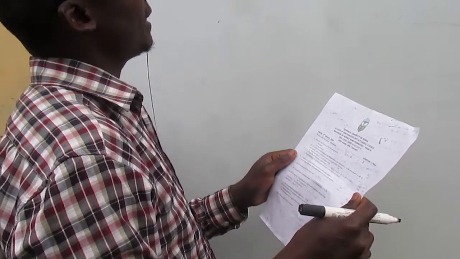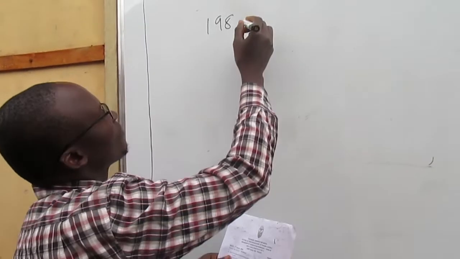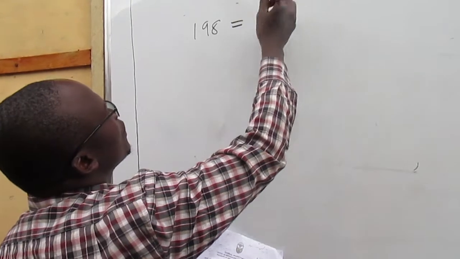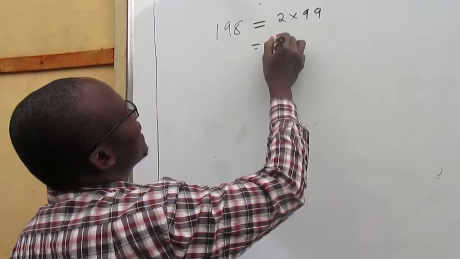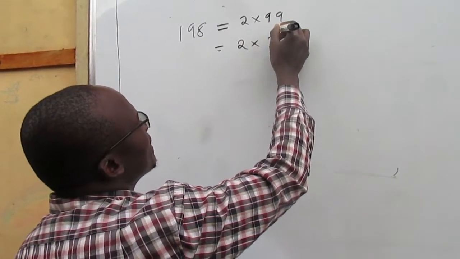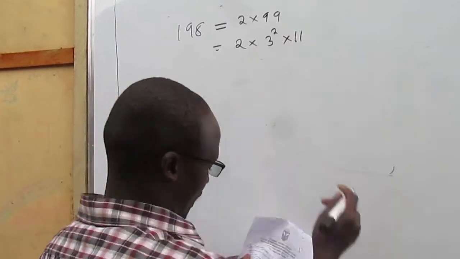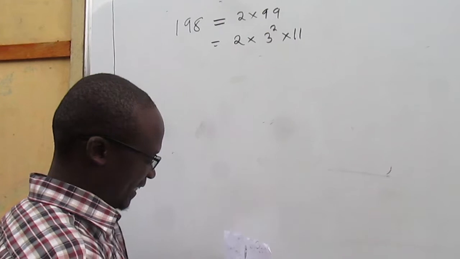Okay, so the second question, express 198 as a product of prime factors. So 198 equals 2 times 99, and this is 2 times 9 times 11, which is 2 times 3 squared times 11. And then for the second part of the question, hence explain whether 198 is expressible as a sum of squares.